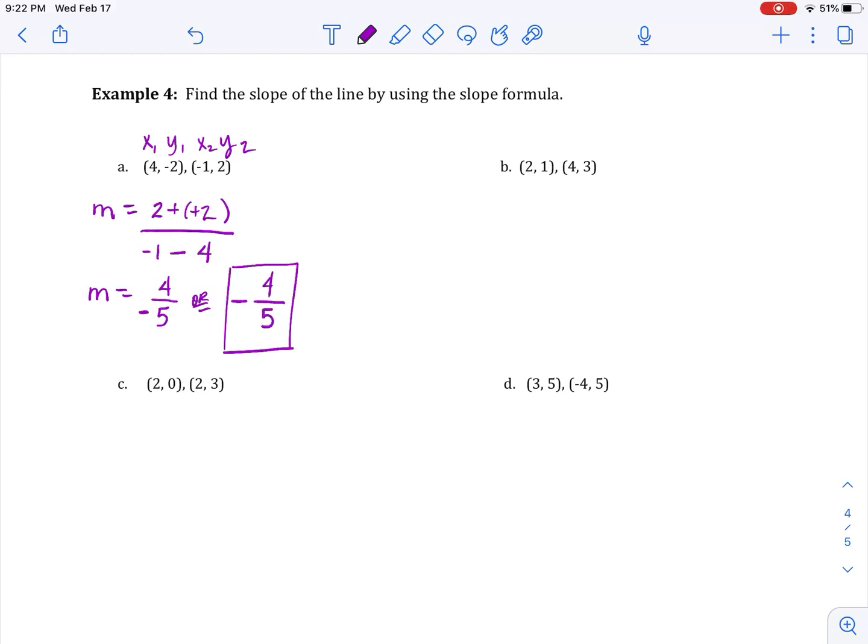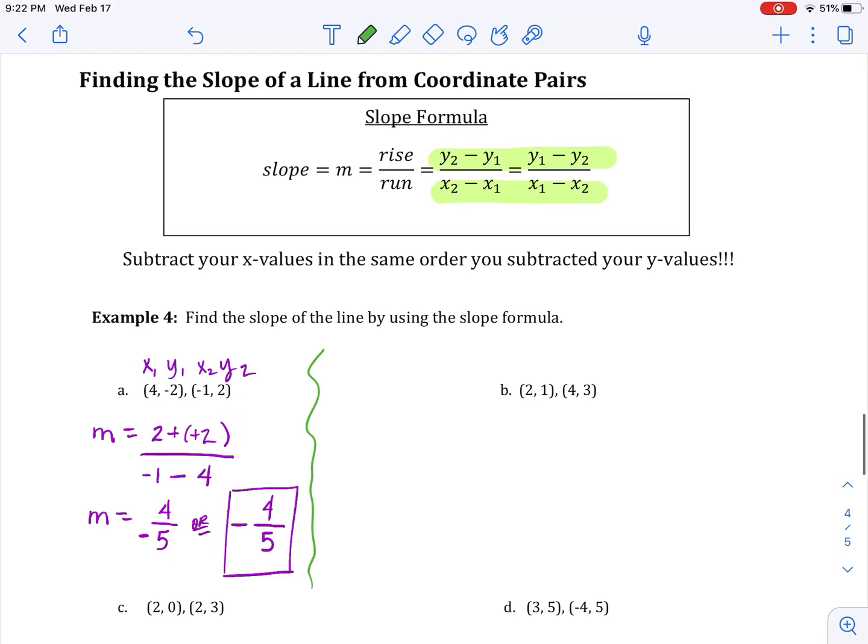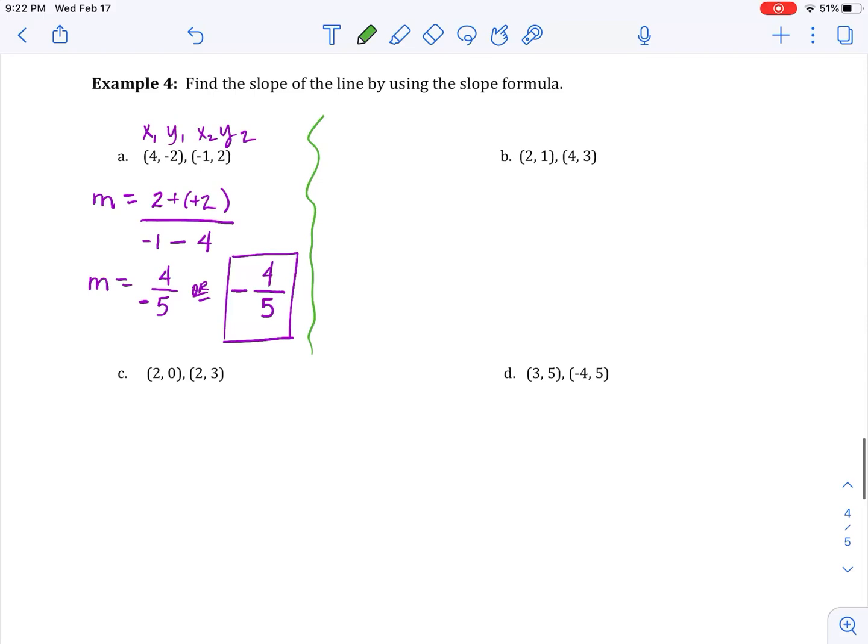So I told you I'm going to do this one two different ways. I'm going to switch colors here. If we do this one a second way, look up at that formula again and notice what I said: you could have done y1 minus y2 over x1 minus x2. You actually would have gotten the same answer. So let's do that just on this first one. If we do y1 minus y2, we're going to have m equals negative 2 minus 2 on the top. And if we do x1 minus x2, we're going to get 4 minus a negative 1.